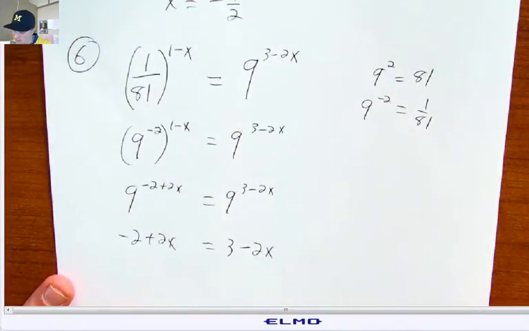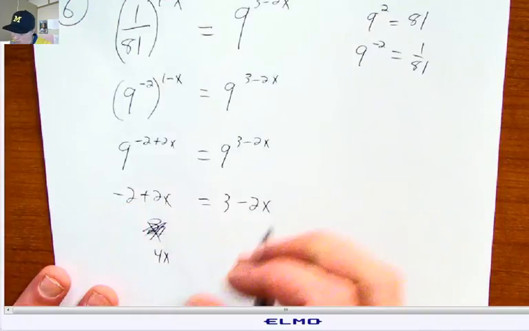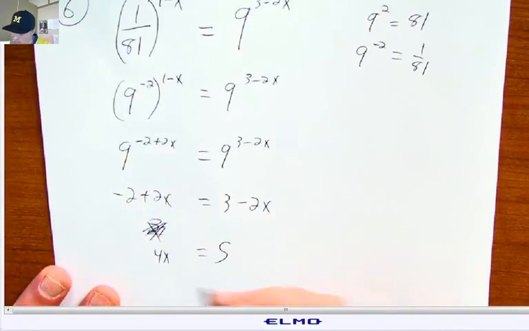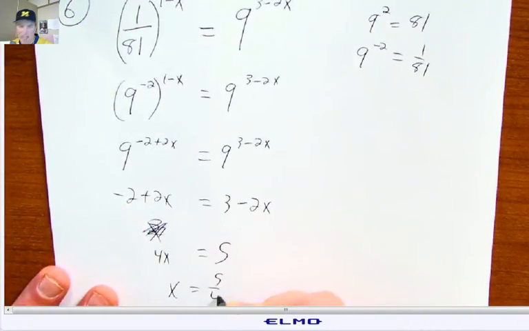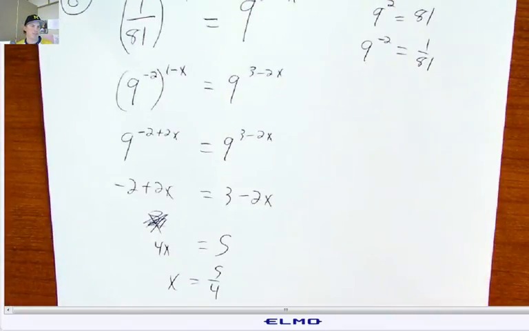And now we just solve like we normally do. Add 2x to both sides. That would give me a 4x. Sorry about that typo. Add this 2 to both sides. That would become a 5. And x ends up equaling 5/4.